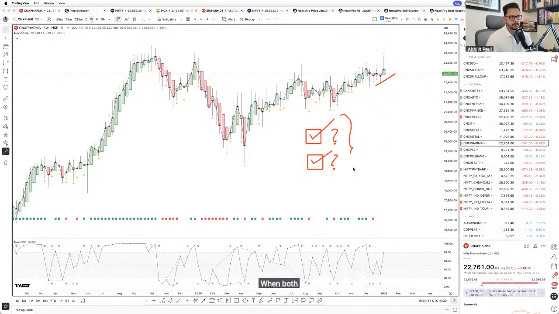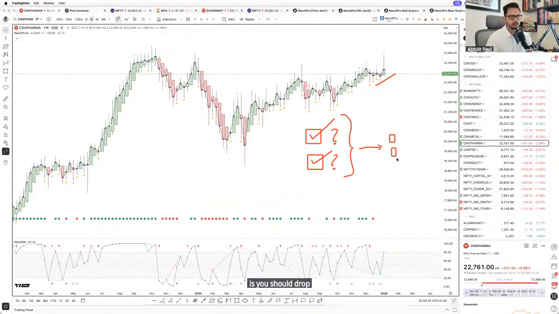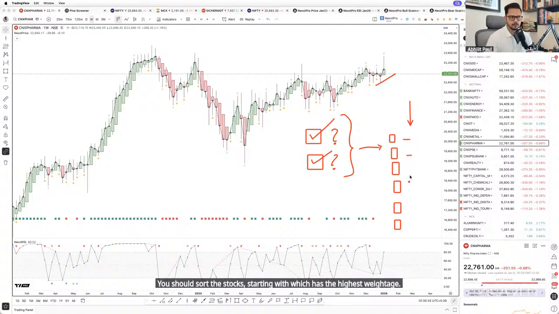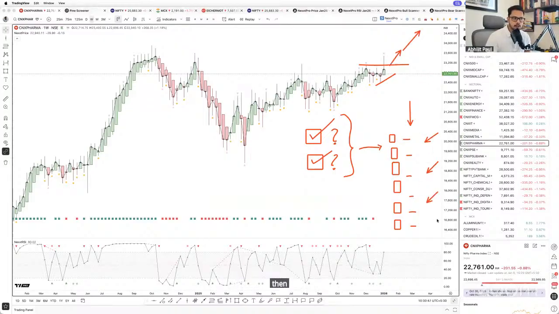When both of them are positive or more or less positive, then what you should do is drop down to the individual stocks. Preferably, if you stay within the top 5 to top 10 stocks, that is enough. You should sort the stocks starting with the highest weightage, and then check that if pharma relative strength continues, if pharma continues to give a breakout, then which stock is offering that breakout?